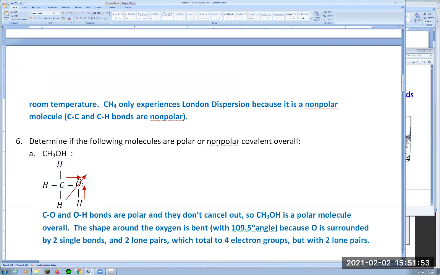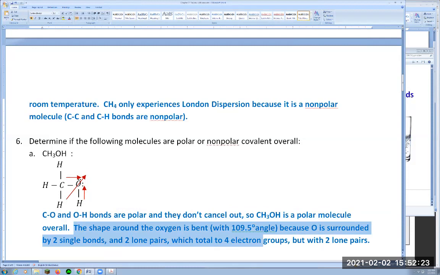So that answers this question. The CO and OH bonds are polar, and they don't cancel out due to symmetry. Instead, they add up. And so the CH3OH molecule is polar overall. These 2 polar bonds do not cancel because the shape around the oxygen is bent with an angle of about 109.5. That's because oxygen is surrounded by 2 single bonds and 2 lone pairs, which is a total of 4 electron groups, but with 2 lone pairs. That makes a bent shape. As you can see here, Chapter 14 will not show you how to decide if a molecule is polar or not, like I just did. So it is important that you look at the lecture videos, especially video 3 for chapter 14.